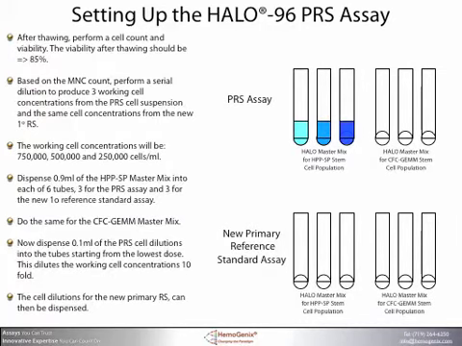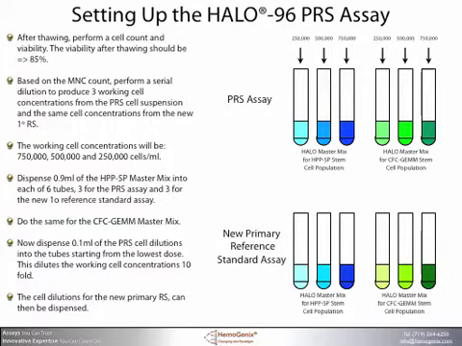Dispense 0.9 milliliters of the HPP SP master mix into each of 6 tubes, 3 for the PRS assay and 3 for the new primary reference standard assay. Do the same for the CFC GEMM master mix. Now dispense 0.1 milliliters of the PRS cell dilutions into the respective tubes. This dilutes the working cell concentrations tenfold. The cell dilutions for the new primary reference standard can then be dispensed.